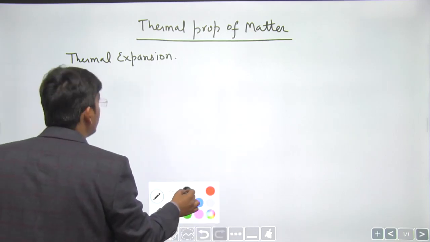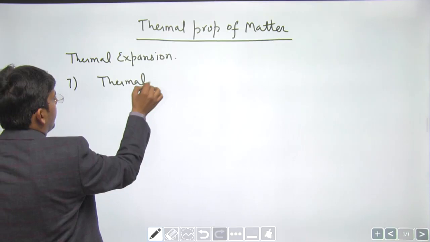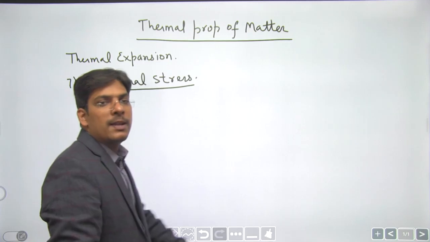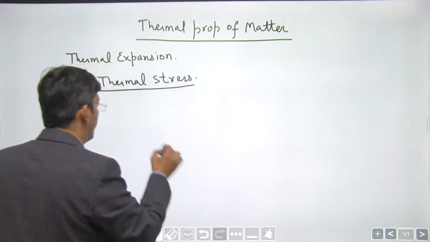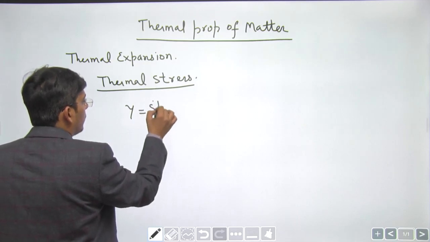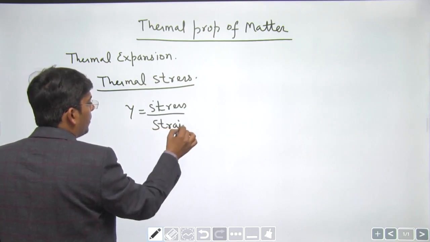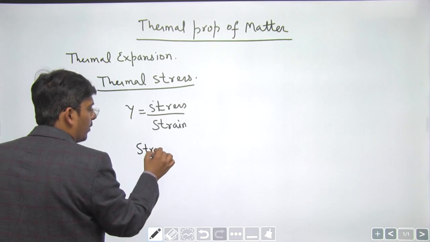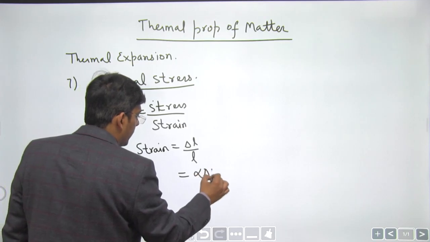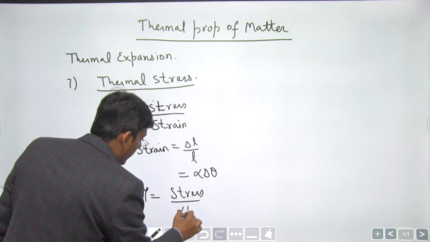Next question can be, dear students, thermal stress. Next type of questions that we can have based on thermal expansion is thermal stress. So the stress developed due to change in temperature is called thermal stress. You know that Young's modulus is stress divided by strain. When a strain is developed due to change in temperature, the value of strain is change in length divided by original length, and that is given by alpha delta theta. So Young's modulus is going to be equal to stress divided by alpha delta theta.